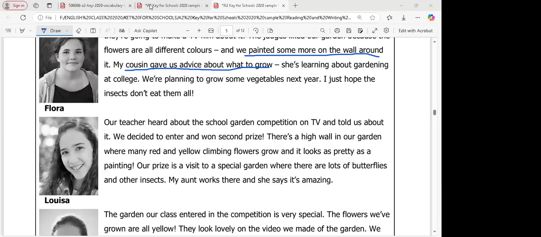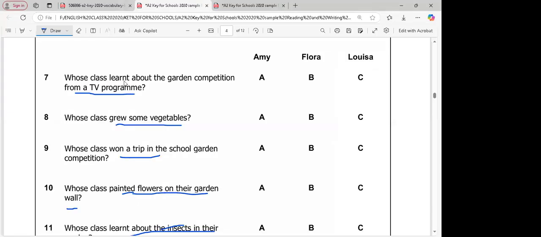Okay, very good. So, our teacher heard about the school garden competition on TV and told us about it. Now see, this line is matching with this. Whose class learned about the garden competition? No, it's learned about the garden competition from a TV program.